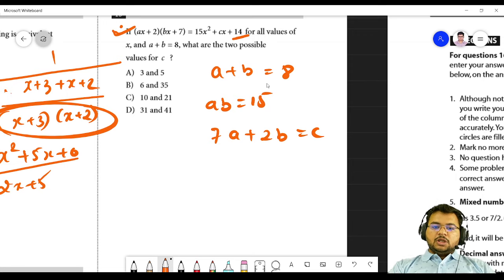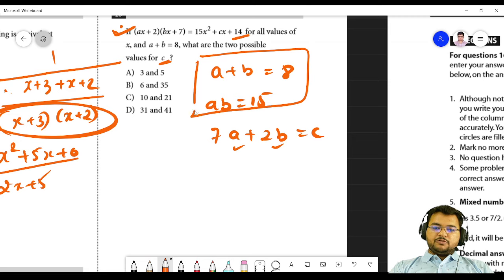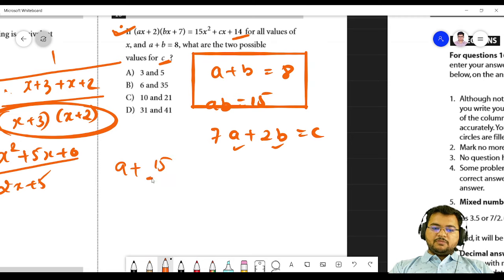Now we have to give the value of c, but for that we need the value of a and the value of b. So for that I will solve this equation. It will become a quadratic in a, so I can substitute b by 15 by a using this equation a plus b equals 8. Now I will try to solve this.